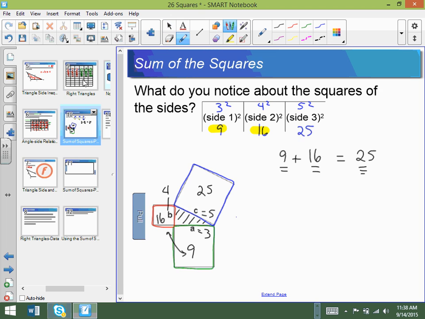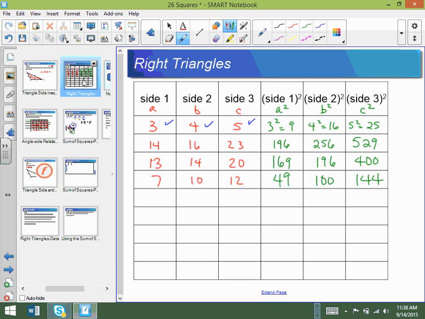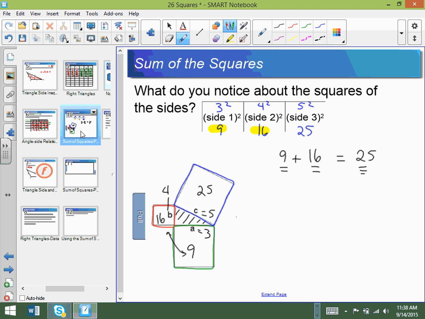In fact, let's go back. Any one of these would probably be fine. Let's try the 7, 10, 12 and see if that works. This was our first example. For the second one, let's say A is 7, B is 10, and C is 12. If we square the 7, we have 49.